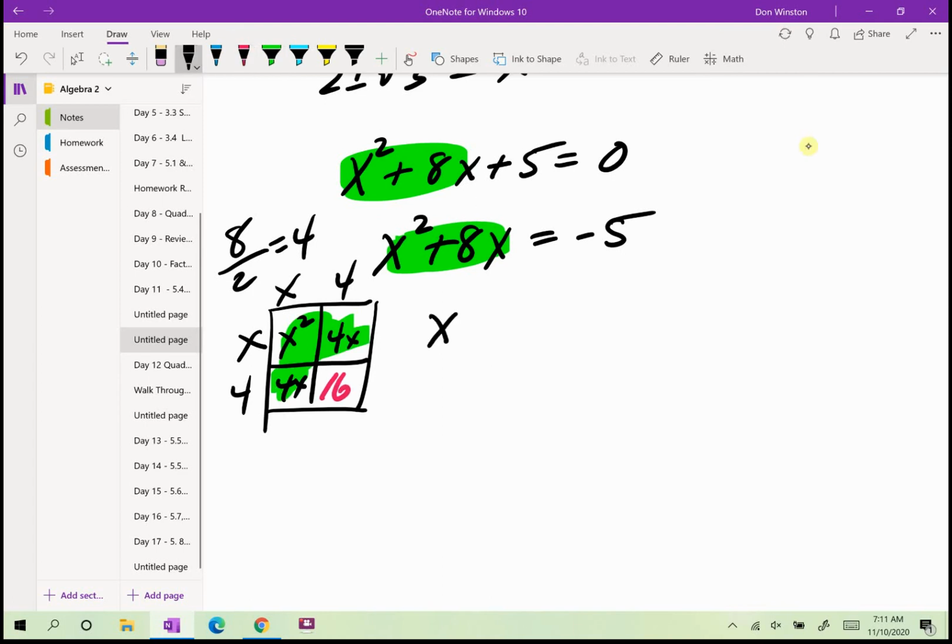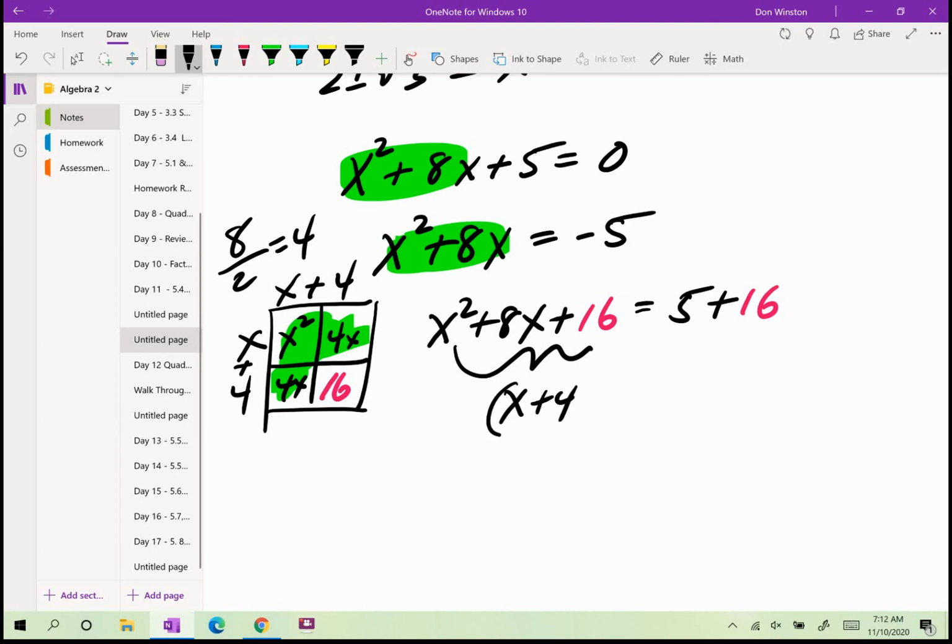So this is going to be x squared plus 8x plus 16 equals negative 5 plus 16. If I add 16 to the left side, I have to add it to the right side. Otherwise, the equations don't balance. But this x squared plus 8x plus 16, that's a perfect square trinomial whose sides are x plus 4 times x plus 4. And so this is just x plus 4 squared equals 11.